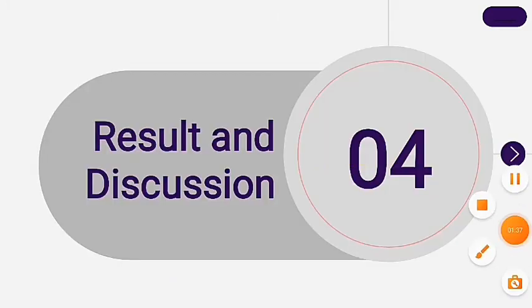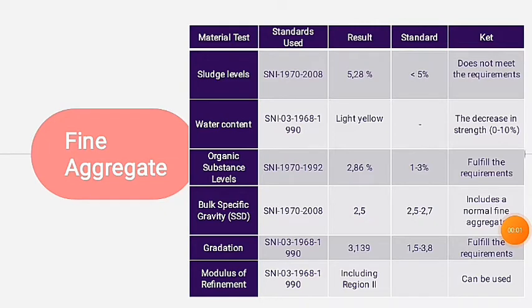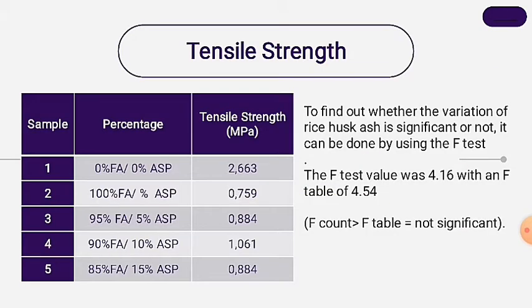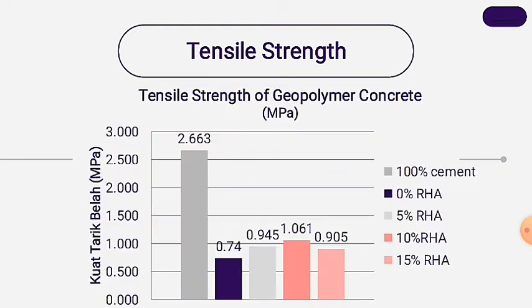Result and discussion. This is the result of the aggregate test. And this is the result of the specific gravity of rice husk. Result of tensile strength. To find out whether the variation is significant or not, it can be done by using the F-test. The result is not significant, as can be seen in the following table.